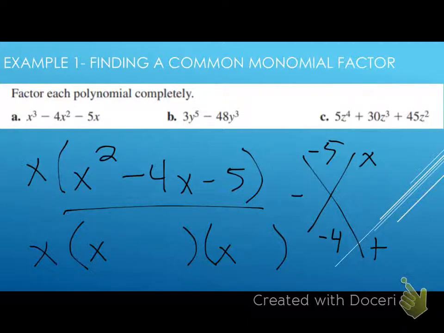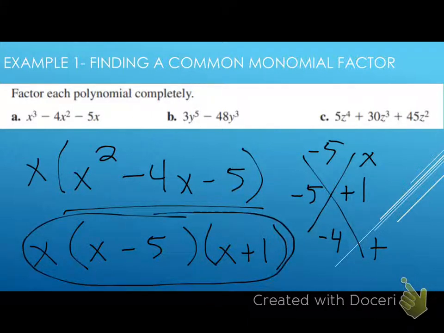Negative 5 and positive 1. Right? Negative 5 times 1 gives me negative 5. Negative 5 plus 1 gives me negative 4. So I can then fill that in my parentheses. Now, can anything else be factored? No, it cannot. So there would be my answer.